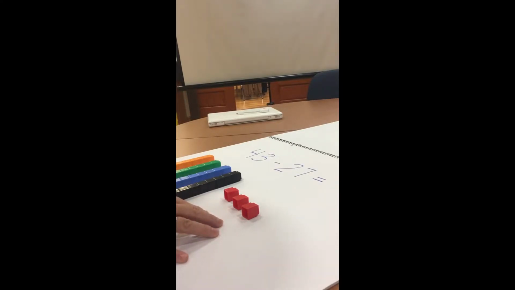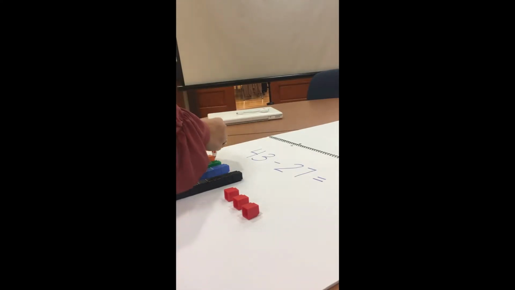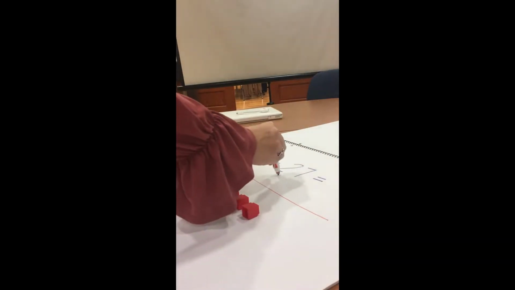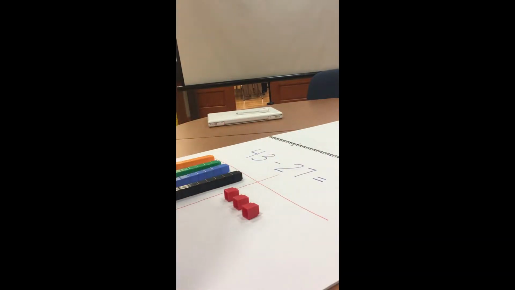That is impossible using these concrete models right here, so we would talk about decomposing a 10. So if we take this 10, and some people like to call it borrowing, but what we're doing is regrouping. We're going to take this 10 and break it down. We're going to decompose it into 1s. So to make this a little easier, I should probably draw this out with the 10s and 1s.